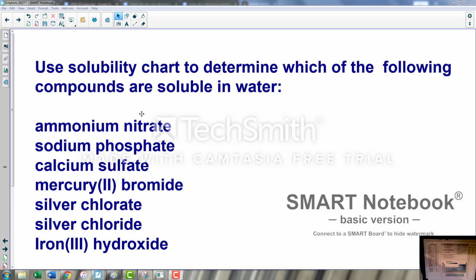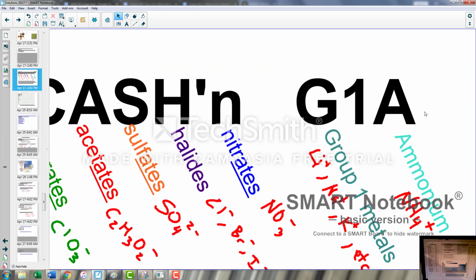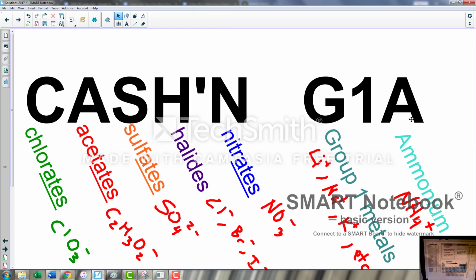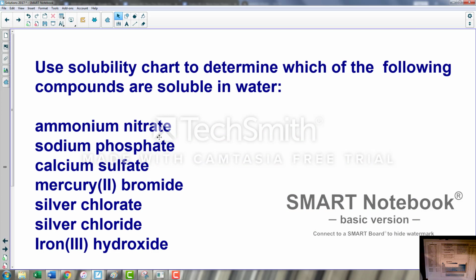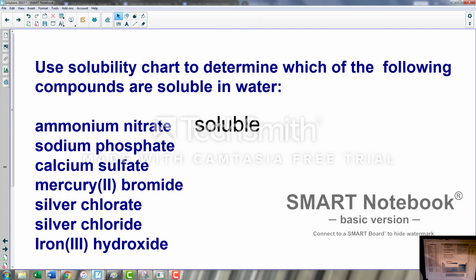Ammonium nitrate. Going from the acronym, ammonium is the A and nitrate is the N, and these things are always soluble. Not only is the positive always soluble, but the negative nitrate is always soluble. So for that one, I am going to put that this is definitely soluble, because not only is the nitrate always soluble, but the ammonium is always soluble. So that one is a definite yes.